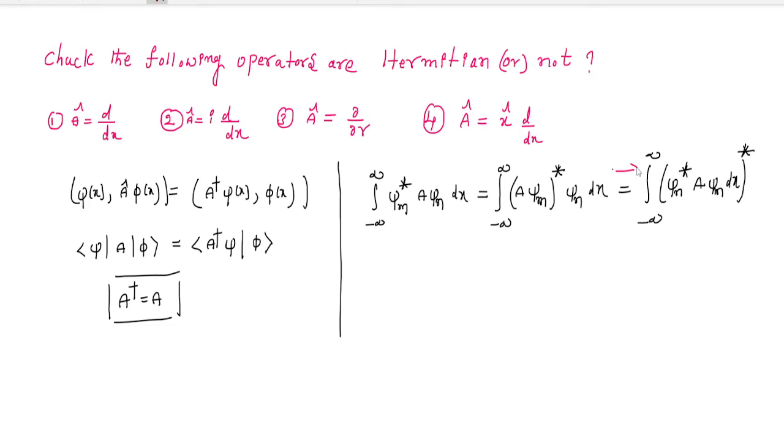After applying this notation, the ket vector changes into the bra vector, and the bra vector changes into the ket vector. So this is the integration definition. By using this formula, we are going to check whether these operators are Hermitian or not.